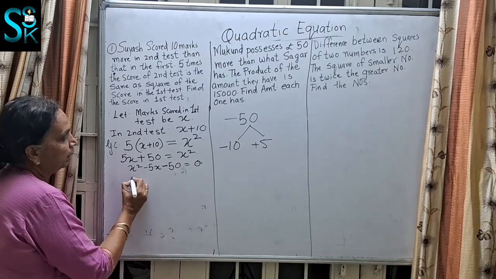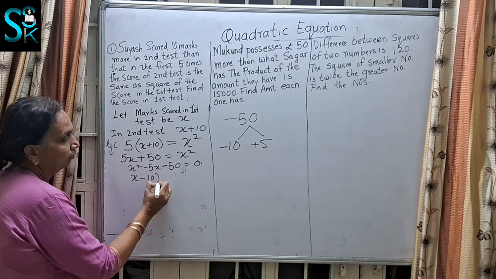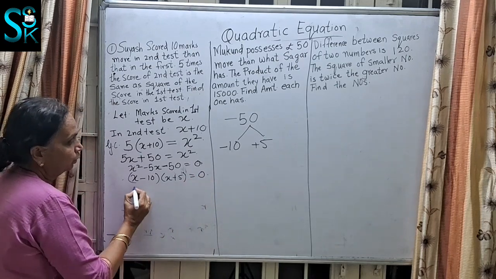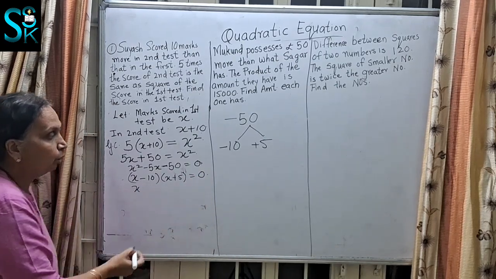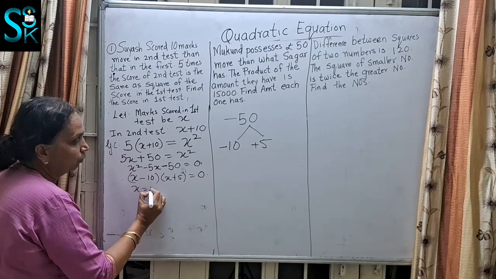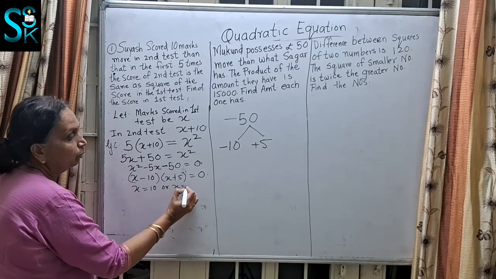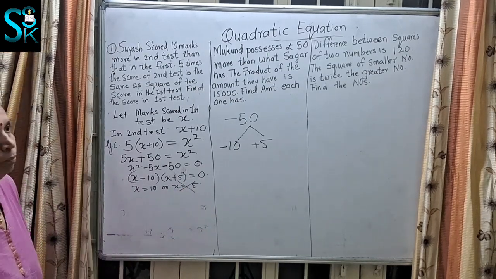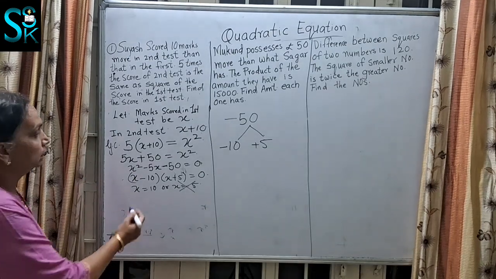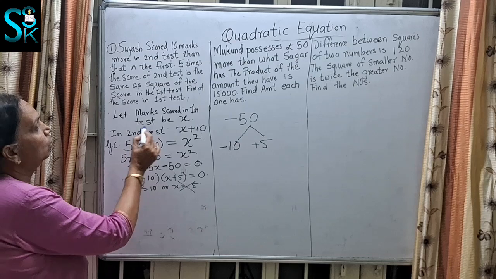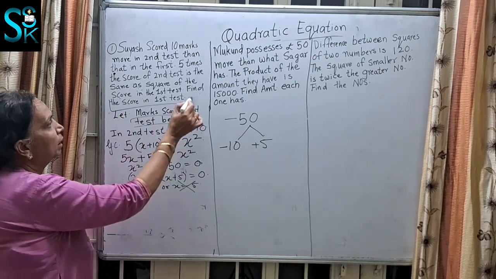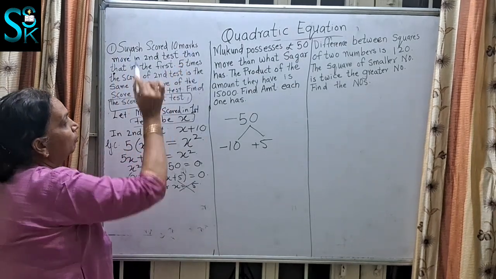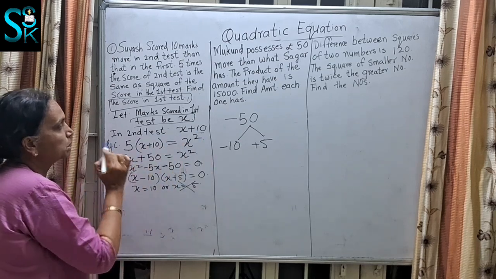I am just skipping. x minus 10, one bracket, x plus 5, another bracket, is equal to 0. So x minus 10 is equal to 0, x plus 5 is equal to 0. So x is equal to 10 or x is equal to minus 5. Minus 5 will not be acceptable as negative marking is not there. So x is equal to 10 is what we got as the first unit test marks. So whatever you read in the word problem, you should be able to form the equation.